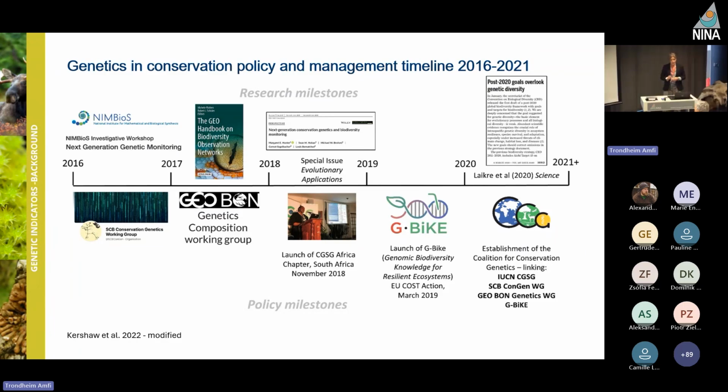One important research effort I want to highlight is Linda Laikre and colleagues' paper from 2020 that stated that the post-2020 goals for the Convention on Biological Diversity overlook genetic diversity. So I will come back to what that actually means.